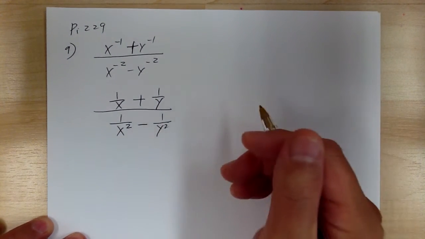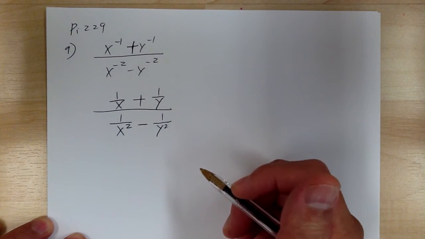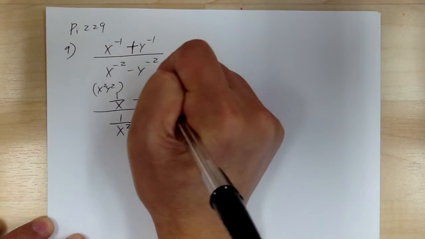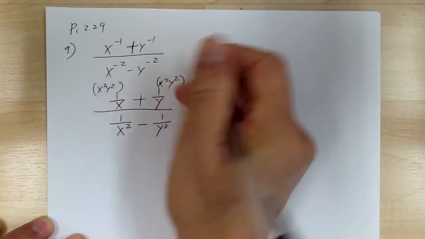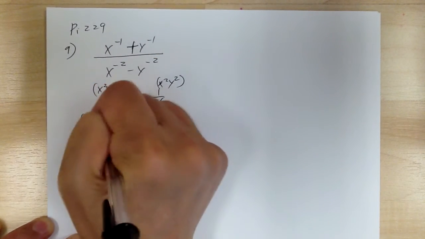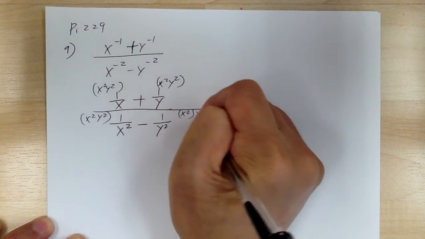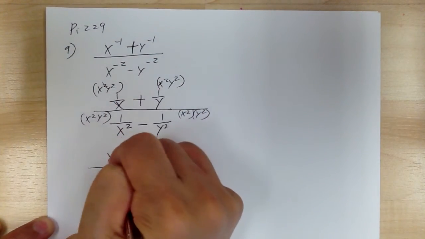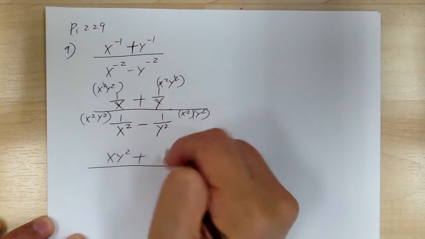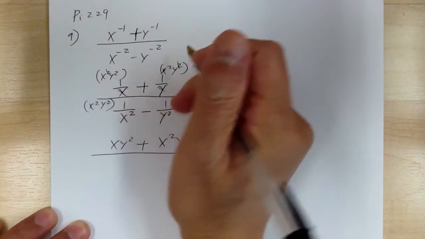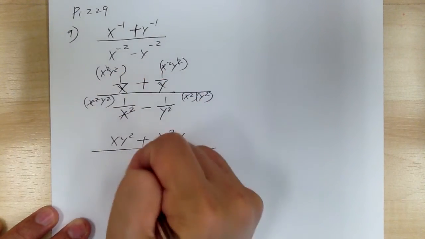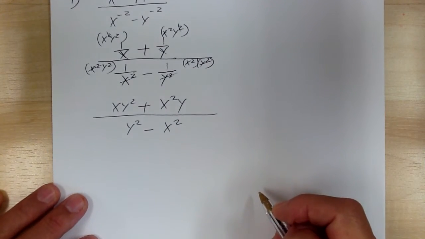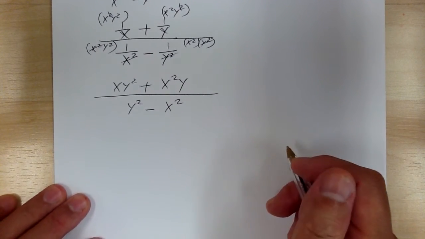Then to simplify a complex fraction, you need to multiply by the LCD. So the LCD is x squared y squared. So x squared y squared, x squared y squared. So write it down so you don't make careless mistakes. Go and cancel, so you get xy squared plus x squared y. On this one here, x squared cancels out, so you get y squared minus, the y squared cancels out, so you get x squared.